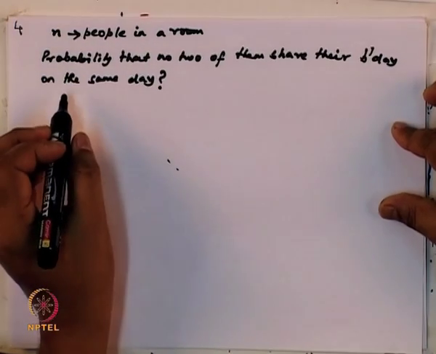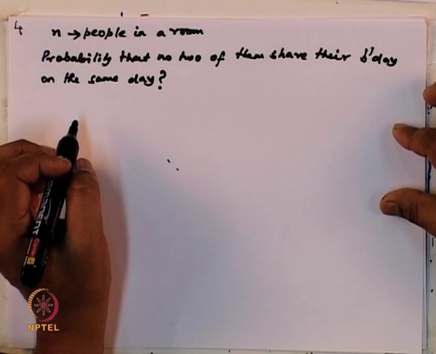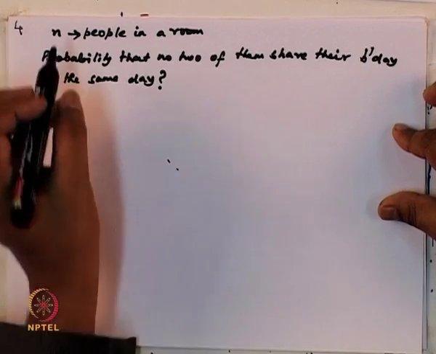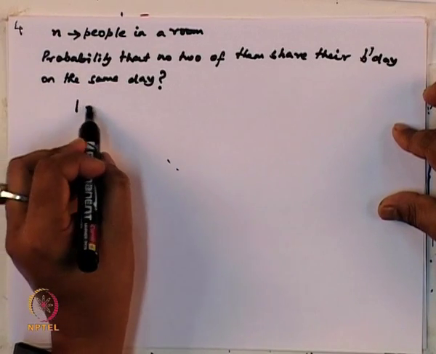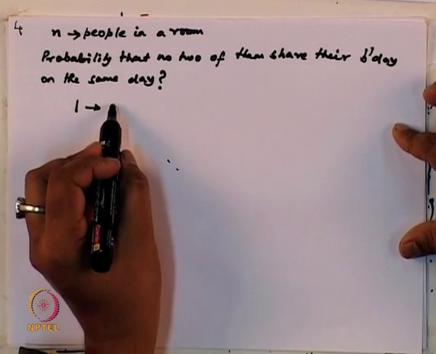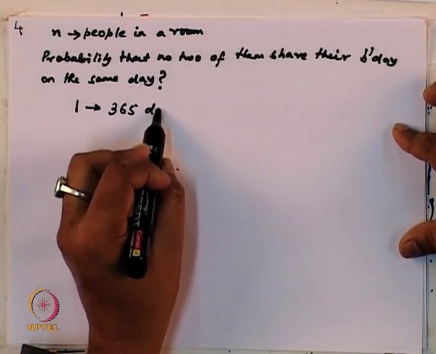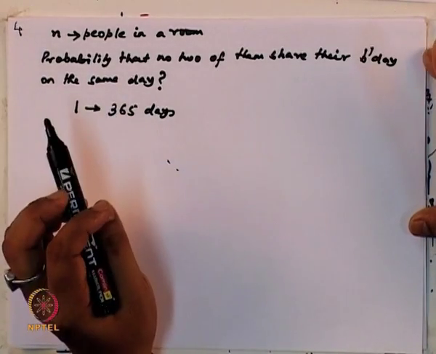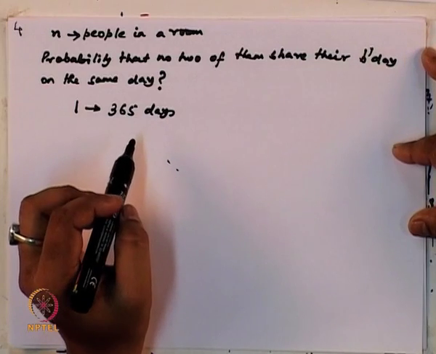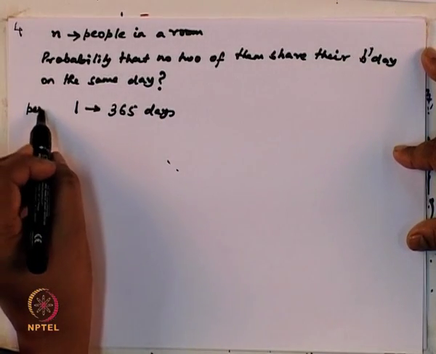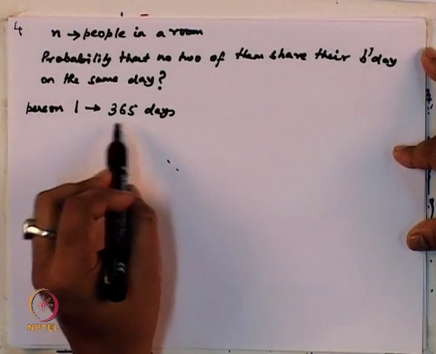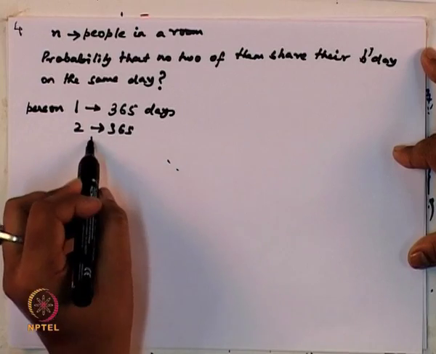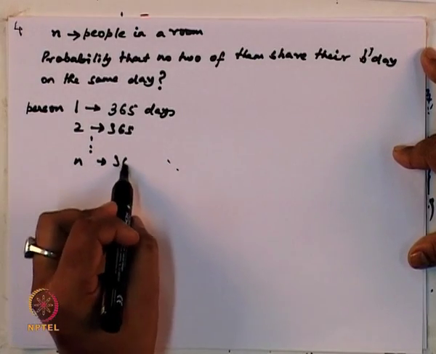Okay. So, in order to address this, first we need to compute the total number of possibilities, right. So, how many possibilities are there? Person 1 can be born on any one of the 365 days. Let us assume that the given year is not a leap year, otherwise you would have had 366 days. So, person 1 can be born on any one of those 365 days, same for person 2 and same for person n.